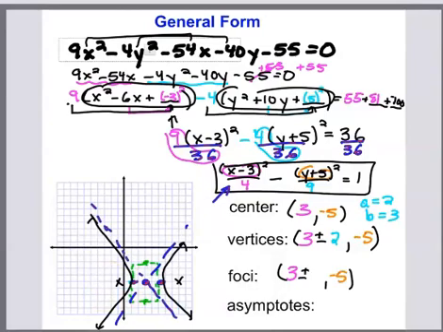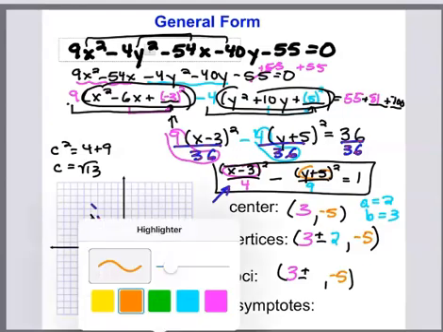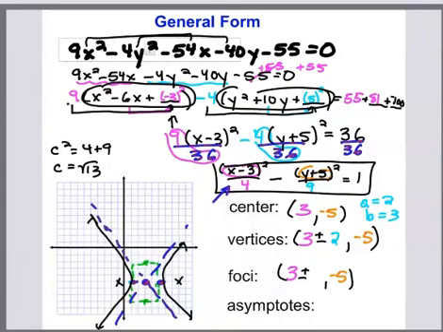So the foci, plus and minus what? Well, this is where we have to go. C squared equals a squared plus b squared. So that's 13. So this is the square root of 13. Square root of 13 is about 3.6, something like that. We just need to know approximately. You can do it on your calculator. So from the center, we're going to go about 3.6 to the right and to the left.